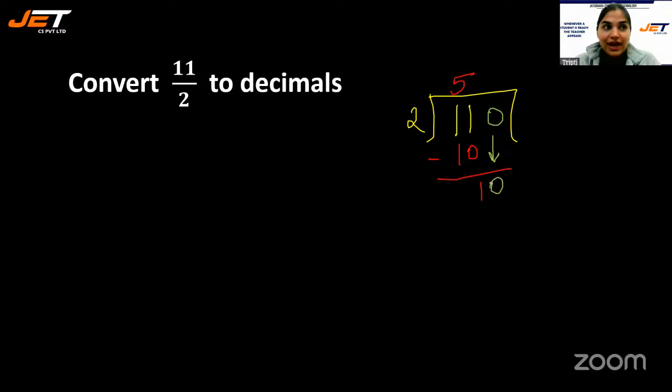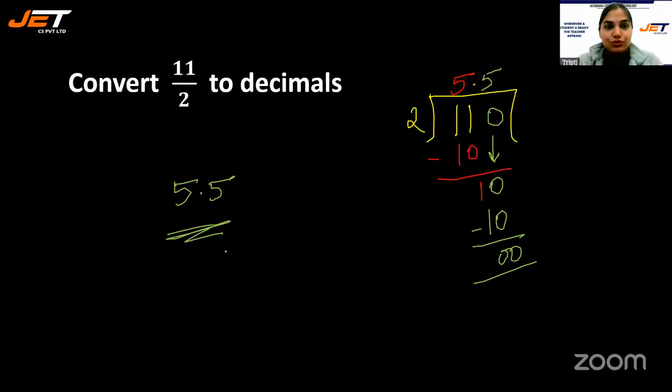Bringing it down. And as I have put an extra 0 here, I have to put a decimal here. So 2 times 5 is 10 again here. 0, 0. So our answer is 5.5. That means 11 by 2 is written as 5.5.